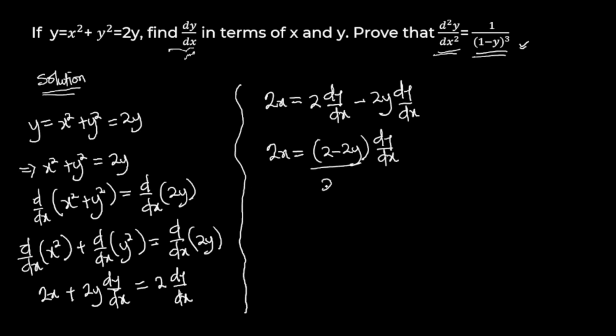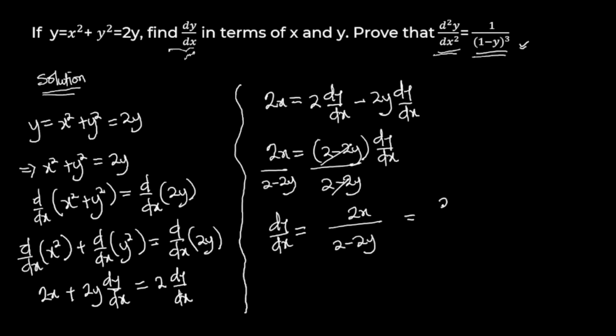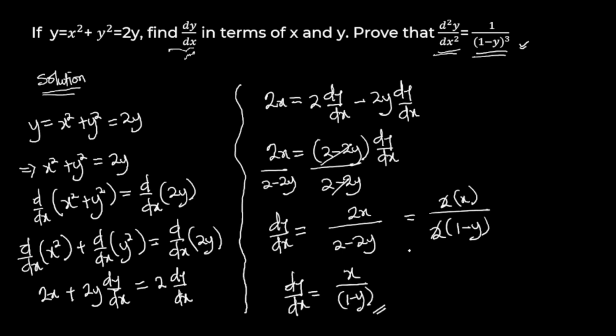So I'm going to do that. So 2 minus 2y, 2 minus 2y over here. This gets rid of this. So I have my dy/dx times 2 be equal to 2x on 2 minus 2y. But note that we have 2 common over here. So if I factor out 2 here, I'm going to have 2x on 2 into bracket 1 minus y over here. This can cancel this. So finally, my dy/dx becomes x on 1 minus y.